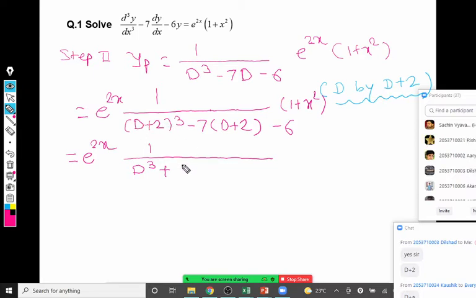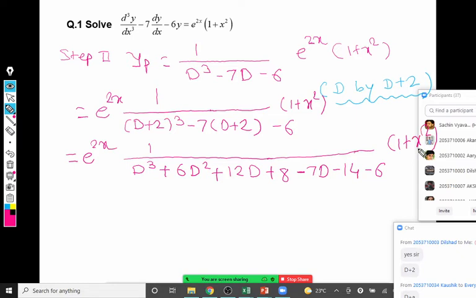3a square b means 6D square, plus 3ab square, so 4 into 3, 12D, and plus 8. So this is actually (a plus b) bracket cube: a cube plus 3a square b plus 3ab square plus b cube. Minus 7D, so I'm multiplying 7 inside the bracket: minus 7D, minus 14, and minus 6, of 1 plus x square. Do not worry, you may think it's a very lengthy operator and very difficult. It's not like that. Just go step by step, you'll get the answer.